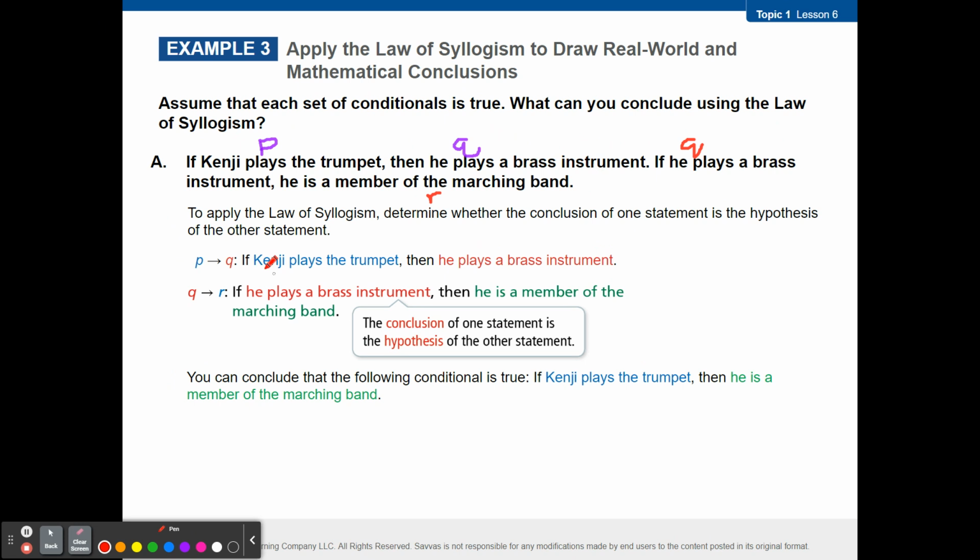Okay. So the first conditional, if Kenji plays the trumpet, then he plays the brass instrument. Our second conditional, if he plays the brass instrument, then he is a member of the marching band. The conclusion of one statement is the hypothesis of the other. So therefore, we can conclude if Kenji plays the trumpet, then he is a member of the marching band. Okay. Questions on that? Everybody understand where the P's, Q's, and R's are coming from?